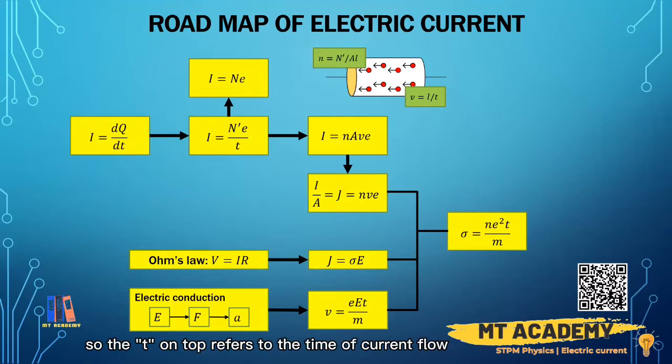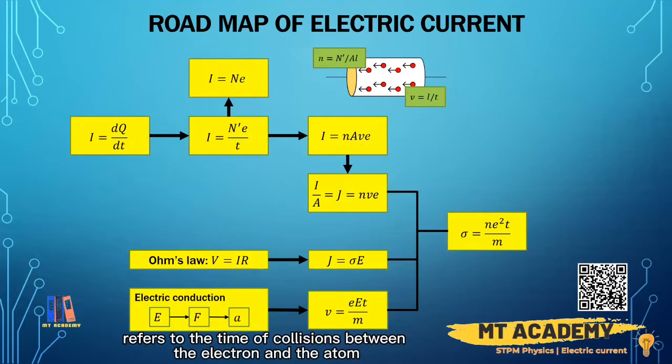Please take note, there are two T here, one on the top and one at the bottom. So the t on top refers to the time of current flow, while the τ below refers to the time of collisions between the electron and the atom.